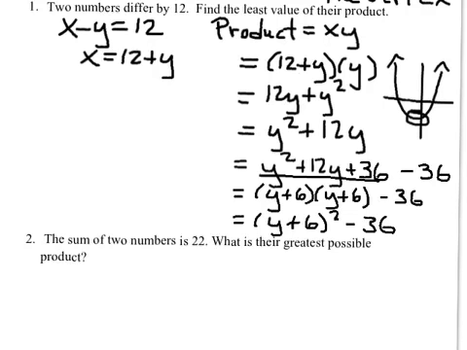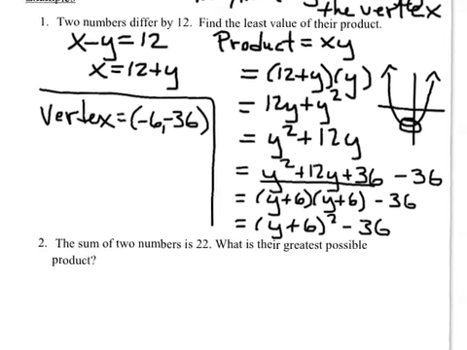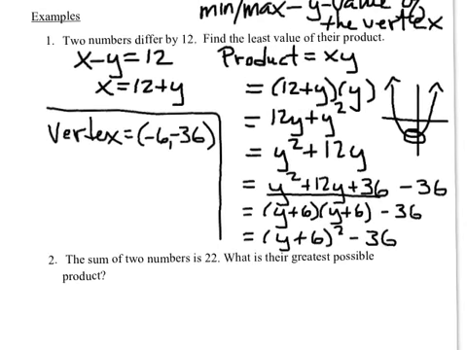So if we come over here, what's my vertex? My vertex is negative 6, negative 36. How does that help us? It helps us a couple of ways. One is this y value right here. This tells us the least value of their product.